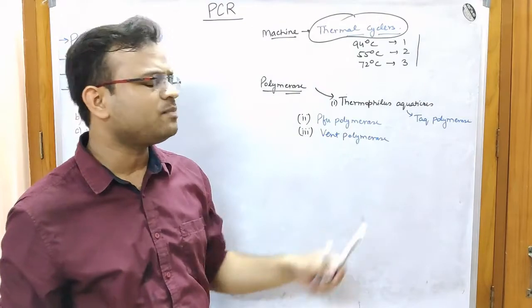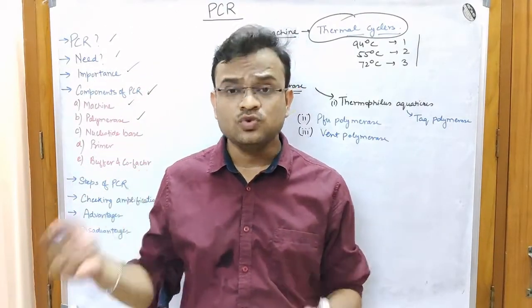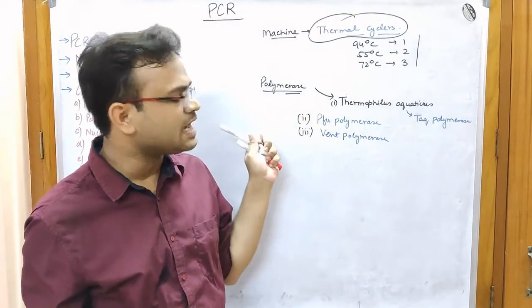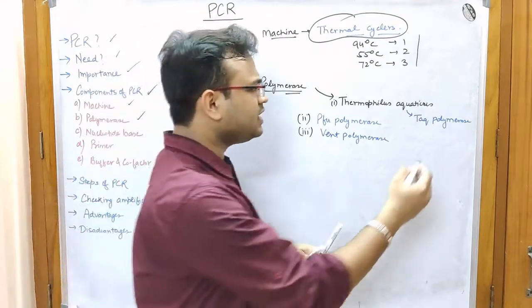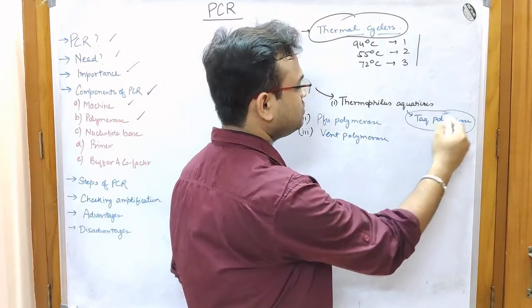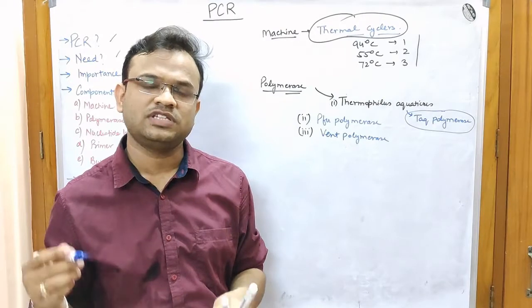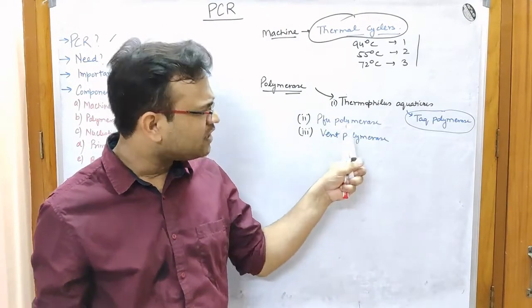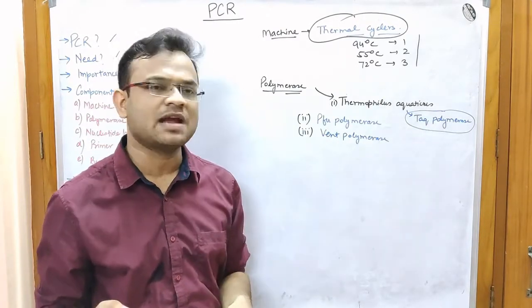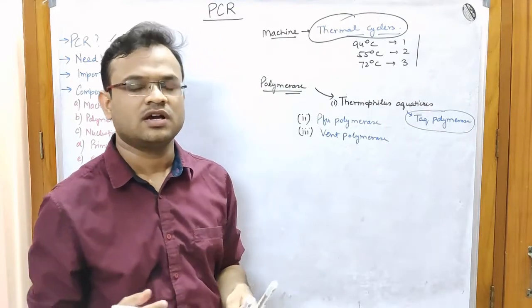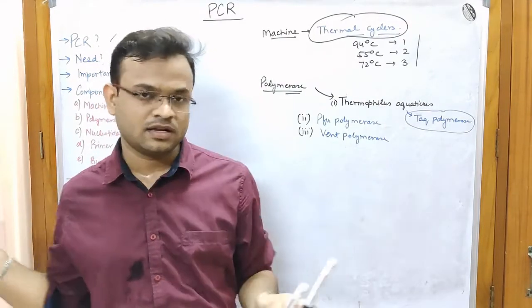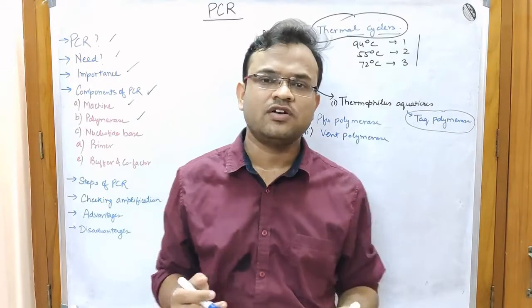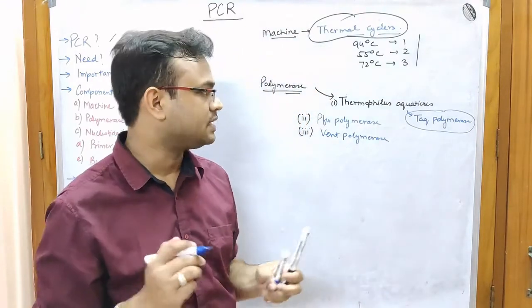So these three are different polymerases that are used in PCR reactions. Mostly Taq polymerase is used. These two are obtained from different bacteria. The difference between the Taq polymerase and Pfu polymerase we will take up in a bit. So in general, we use Taq polymerase, right?